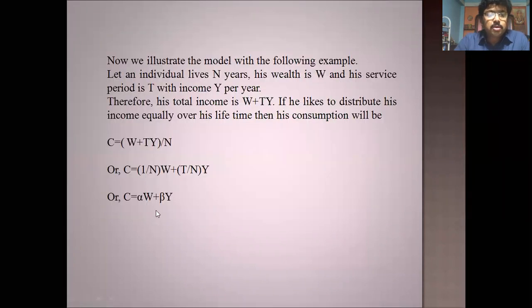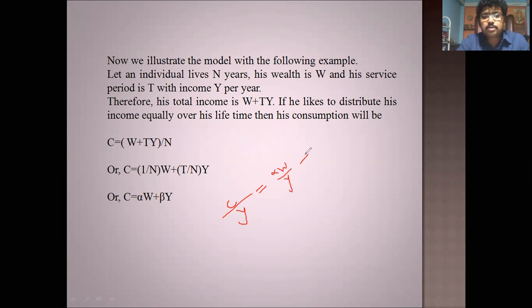Look at this. Here, the average propensity to consume is C by Y equal to alpha W by Y plus beta. This is the average propensity to consume. If we divide both sides by Y, then we get the average propensity to consume as alpha W by Y plus beta.